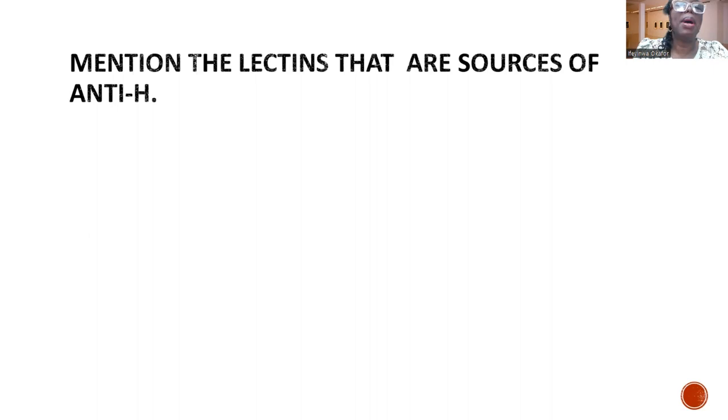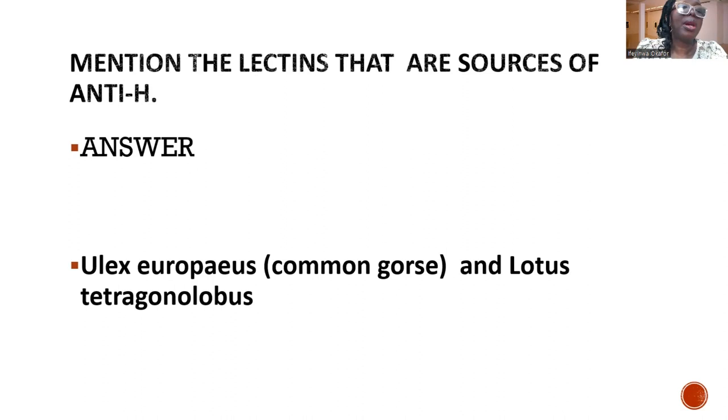Mention the lectins that are sources of anti-H. Answer. Eulus europeus and Lotus tetragnolobus. These are lectins that can be used as sources for anti-H.